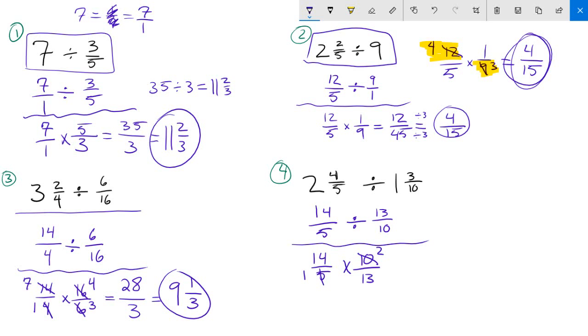And 13 and 14 are kind of stuck where they are, right? No common factors for them besides 1, but we all know that won't change anything, right? So 14 times 2 is 28. And 1 times 13 is 13. And we can simplify this. 13 goes into 28 two times, right? Because 13 times 2 is 26, which means we have 2 left over, so 2/13 left over. So that's the answer there.